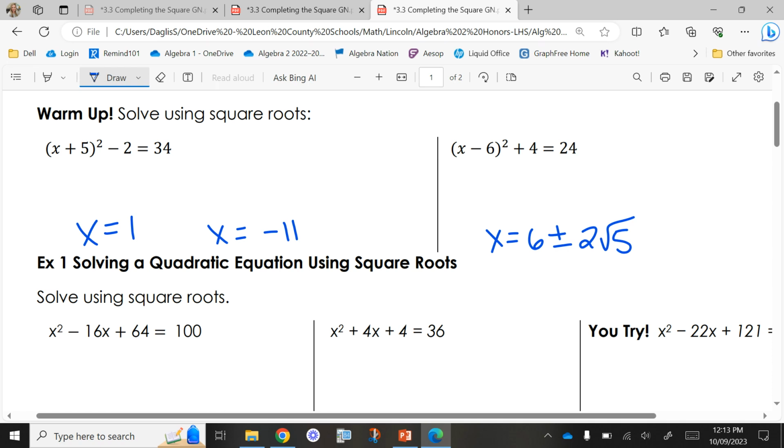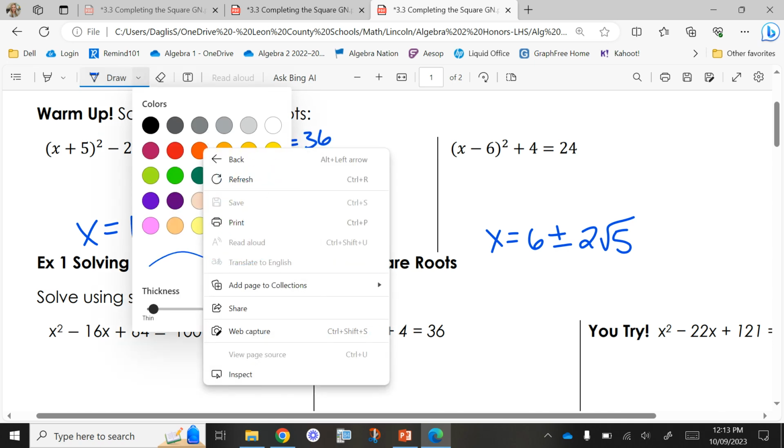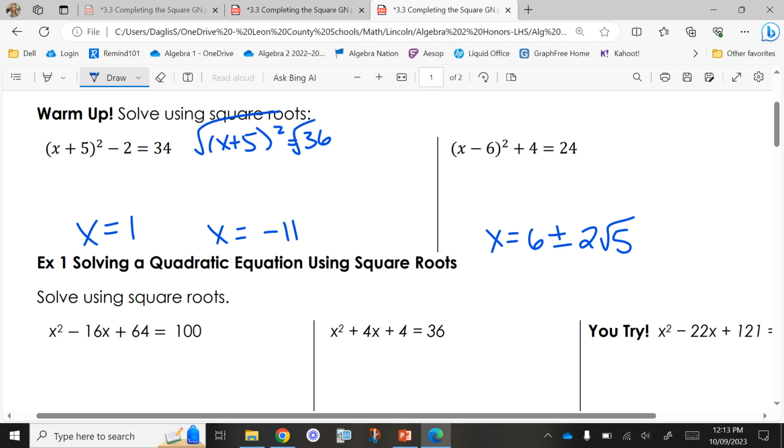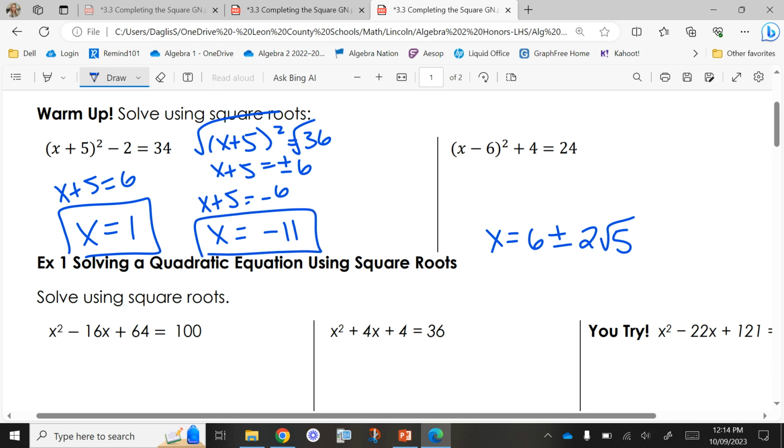So the first one you add 2 over. So you have x plus 5 squared equals 36. Then you have to square root both sides. So now we have x plus 5 equals positive and negative 6. So x plus 5 equals 6. X plus 5 equals negative 6. Subtract 5 from both of them. 6 minus 5 gives me 1. Negative 6 minus 5 gives me negative 11. When you square root, you have 2 answers.